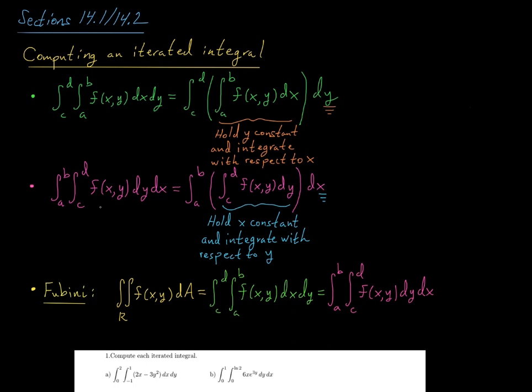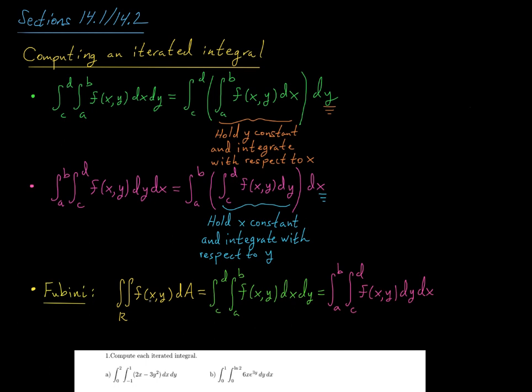And likewise for this integral in purple where the order is dy dx. We will compute the y integral first where we hold x constant. That will give us something that depends only on x. Then for the outside integral, we'll integrate that expression with respect to x, and then that will give us the value of this iterated integral.